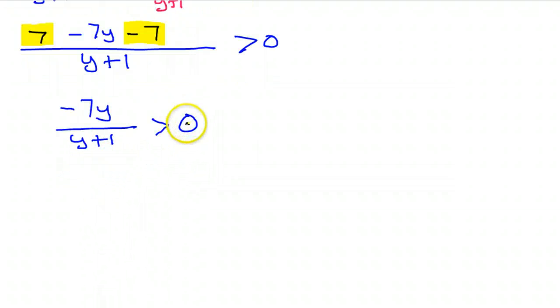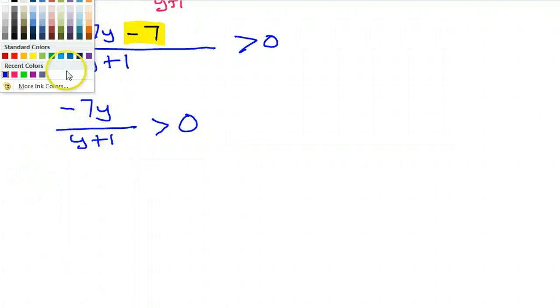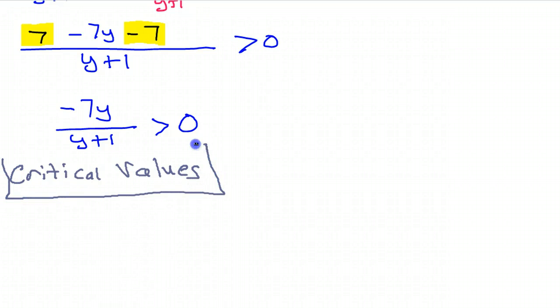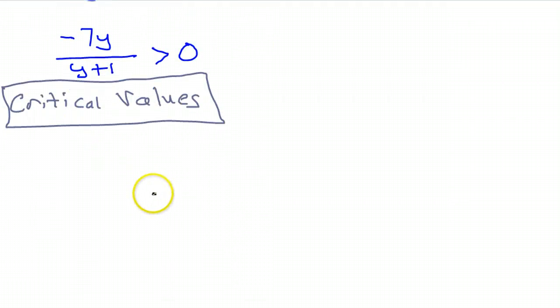Once you get 0 on one side and you simplify as much as you can, it's time to start looking for our excluded values. Wait, did I say excluded values? I meant critical values. Right? When I talk about critical values, I'm talking about the zeros of the function and the excluded values. Let's start with the zeros of the function.